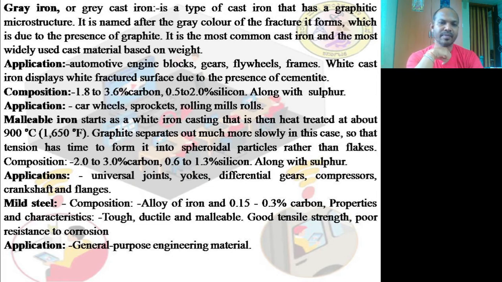Mild steel has a composition of an alloy of iron with a carbon percentage of 0.15 to 0.3%. That means the carbon percentage is low. Properties and characteristics: it is very tough, ductile and malleable in nature, with good tensile strength and few resistance to corrosion. General purpose engineering materials, for example desks, chairs and carts, will be made of this mild steel.